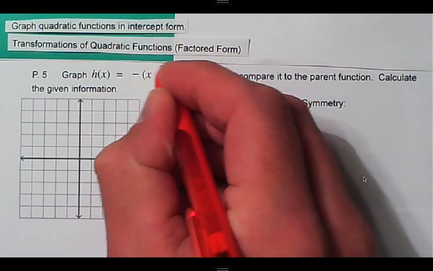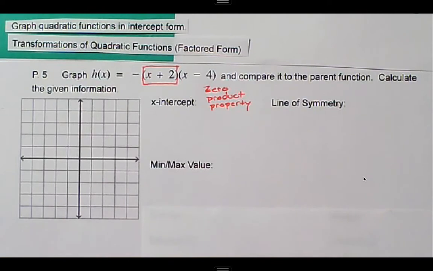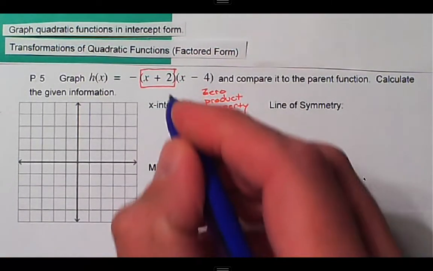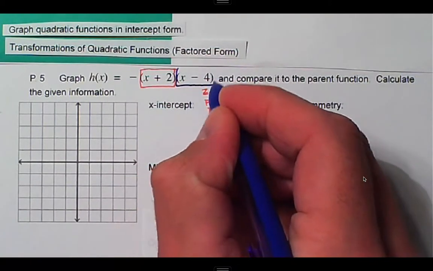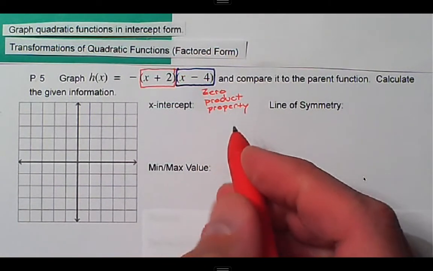And so we have two products here. Actually, we have three with the negative, but the two that we're concerned with are x plus 2 and x minus 4. So if either of these are equal to 0, then the whole thing's going to be equal to 0. That's the zero product property.